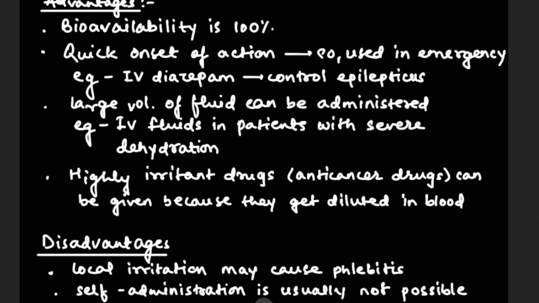First we will see about advantages. Here the bioavailability is 100%. Then there is quick onset of action, so it is used in emergency. An example is IV diazepam. It controls status epilepticus in children. Large volumes of fluid can also be administered. An example is IV fluids in patients with severe dehydration. Then highly irritant drugs such as anti-cancer drugs can also be given.